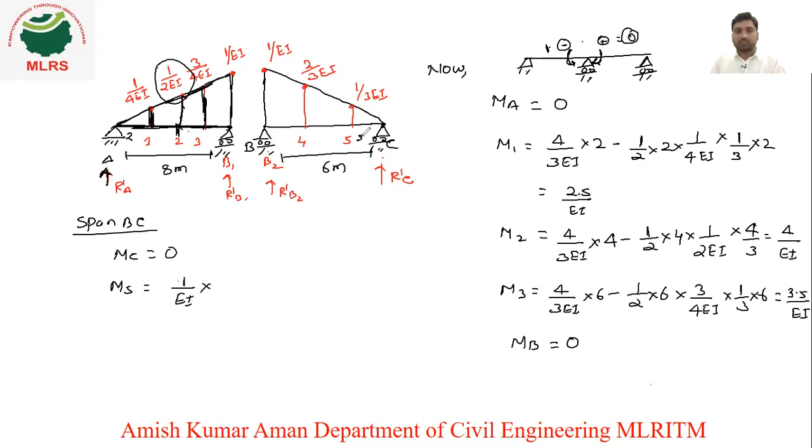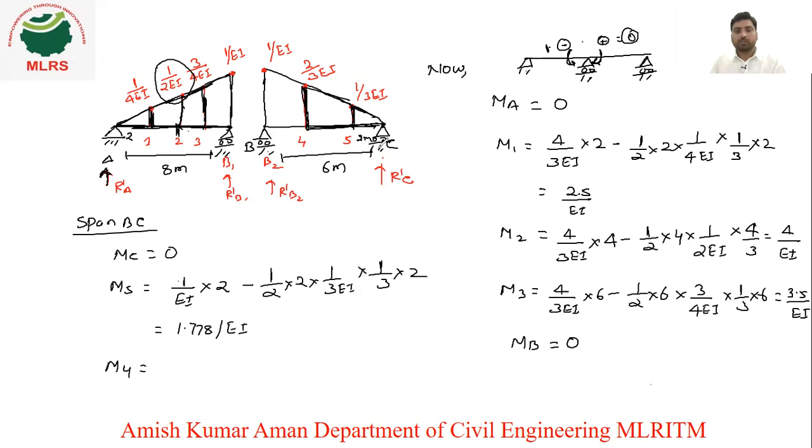Into this span, which is 2 meter, so interval is 2, minus half into base, which is 2, height at this point is 1 by 3 EI, so 1 by 3 EI into 1 by third into this span. If you calculate it, you will get 1.778 upon EI. Similarly, if you go for M4, at M4, what will happen?